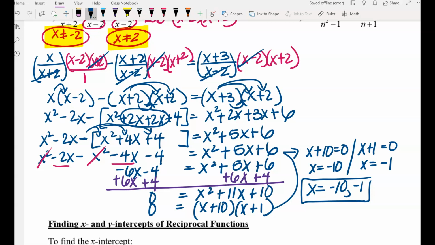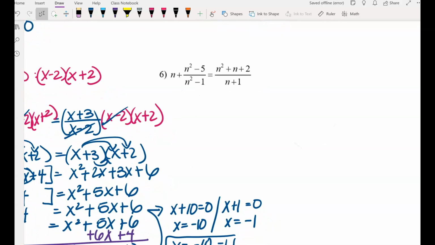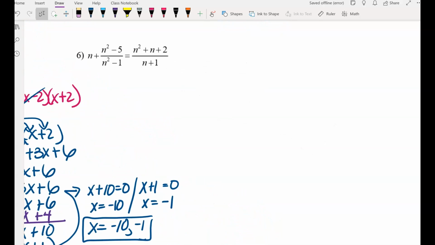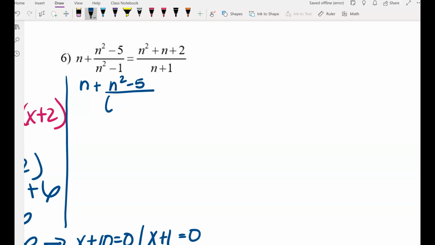All right, let's do example 6. Very similar, right? Looks scary, but guys, if you're taking it slow and being cautious, and double-check your answer with the restriction, you're going to be just fine. All right, this one, I'm going to copy that down. n plus n squared minus 5 all over the denominator.